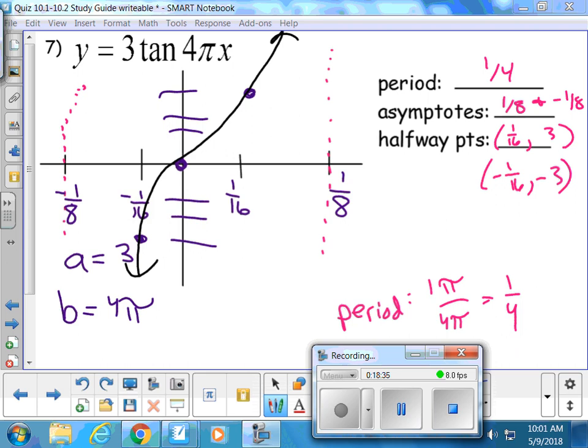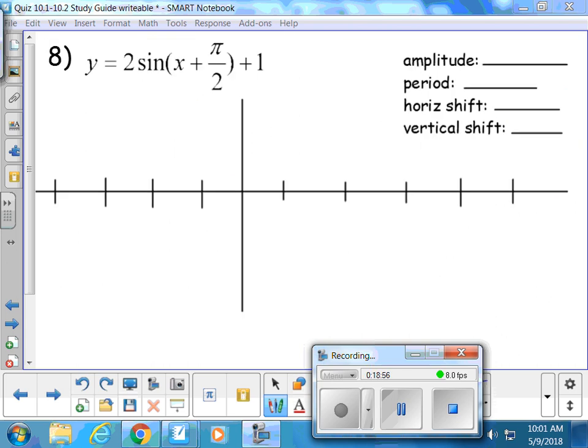I'm making the kids do this one by themselves, but I got my period to be 1/4 because it was pi over 4 pi. Cut that number in half to get my asymptote, and then cut that number in half to get my halfway point. And keep in mind your halfway point is always your 1/16, but then comma A. So that's where I utilize that 3. Okay, questions?